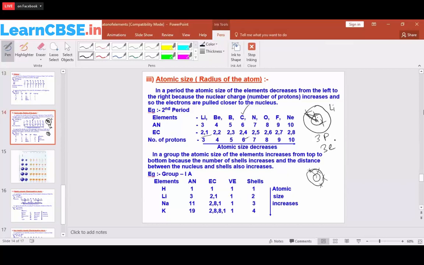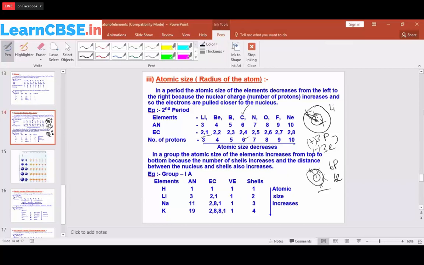So there will be a force of attraction between the protons and the electrons, because the protons have positive charge and electrons have negative charge. Always the protons are attracted to the electrons. That is why we call it electrostatic attraction, because positive and negative charges always attract. Here also the same thing will happen. The carbon has 6 protons and 6 electrons. Now the attraction is higher than in lithium. So what will happen? The shell will shrink.